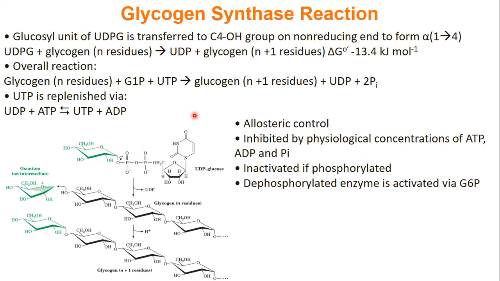And of course, this needs to be controlled somehow, and this is done by allosteric control. This enzyme is inhibited by physiological concentrations of ATP, ADP, or inorganic phosphate. It will become inactivated if it's phosphorylated. And if it's dephosphorylated, it needs G6P, glucose 6-phosphate, to be activated. And that makes sense. If you have a lot of glucose 6-phosphate around, that means you have a lot of glucose around. Therefore, start growing your glycogen storage.